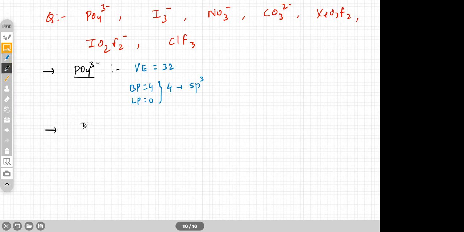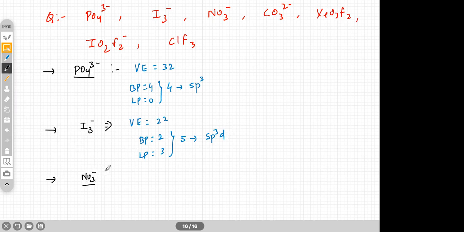I3 minus. The number of valence electrons here is 22. So bond pair is 2, lone pair is 3, steric number is 5. So it is sp3d hybridization. Geometry is TBP. What is the shape of the molecule? Tell me. It's linear, right?